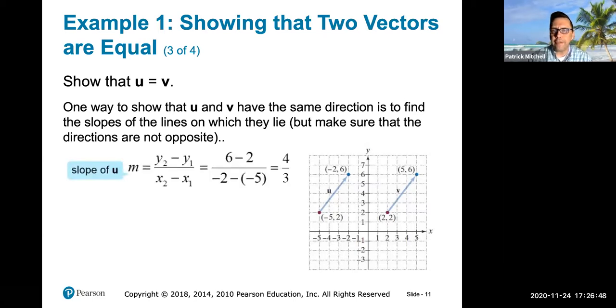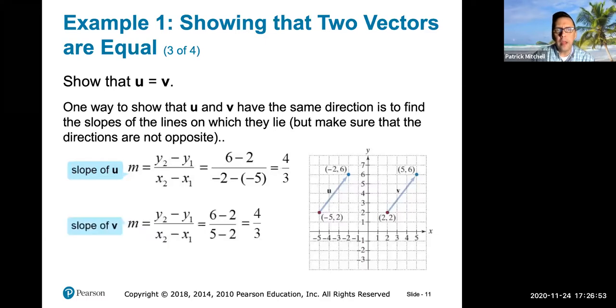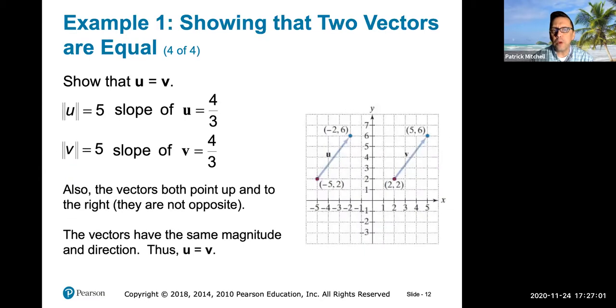So the slope of the first line that contains vector u is 4/3. And the slope of the line containing vector v is also 4/3. And since these two vectors both point up and to the right, they are not opposites, okay? If one of them pointed up and to the right and the other one pointed down and to the left, they could both have slope 4/3, but they would be opposites, okay? So at this point, I'm convinced that these two vectors have the same magnitude and the same direction, so those two vectors are equal.